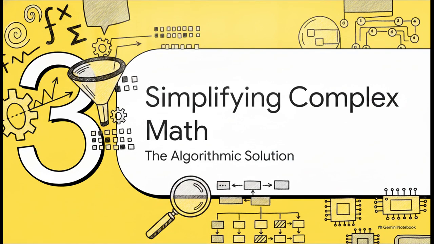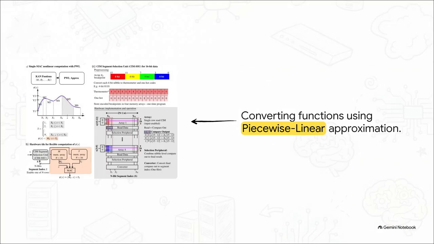Section 3. Simplifying complex nonlinear math. The algorithmic solution. So what does this all mean? How do we actually fix this math problem and make these complex equations easy for a machine to digest? Well, to solve this, researchers use a brilliant strategy called piecewise linear, or PWL, approximation. Instead of forcing a computer to calculate a wild, messy, continuous curve all at once, the algorithm just chops that complex curve up into predictable, bite-sized linear segments.